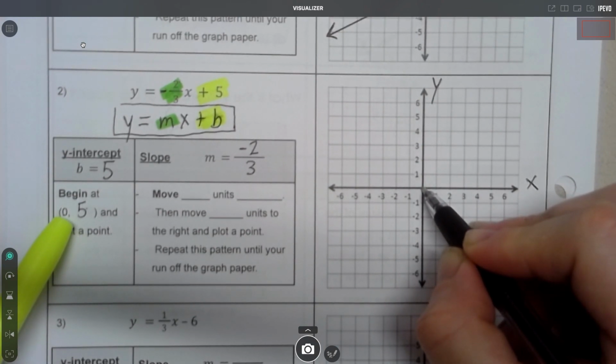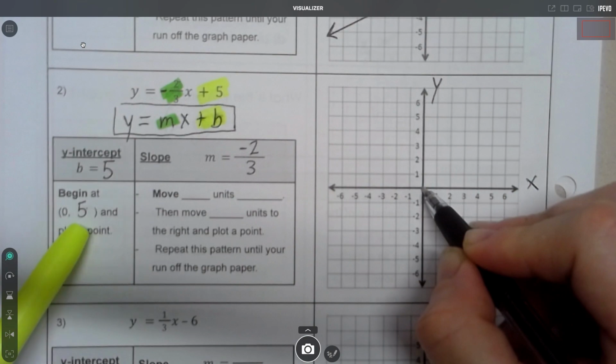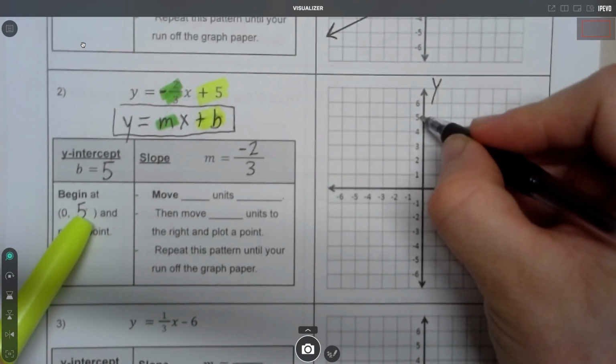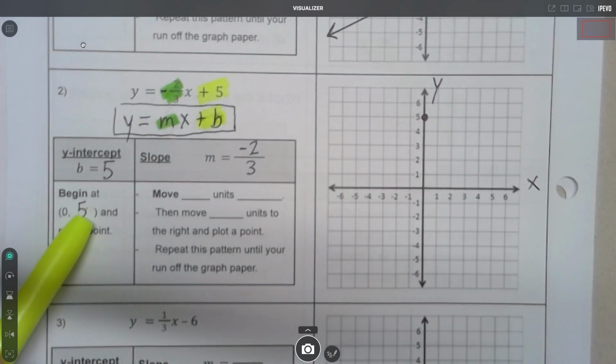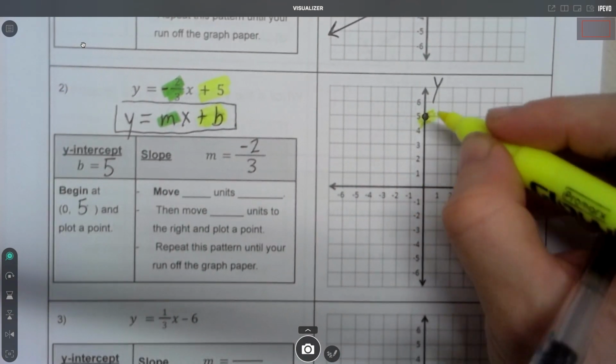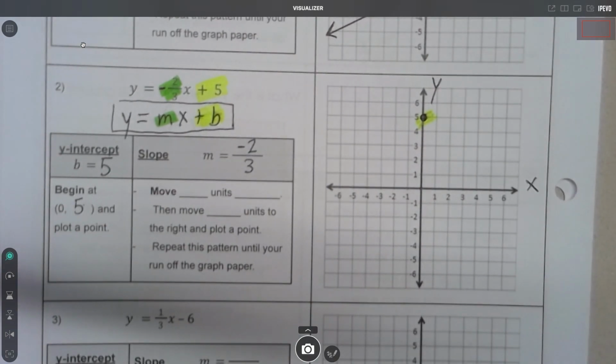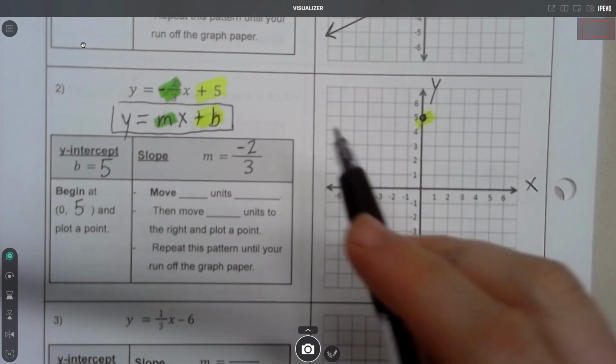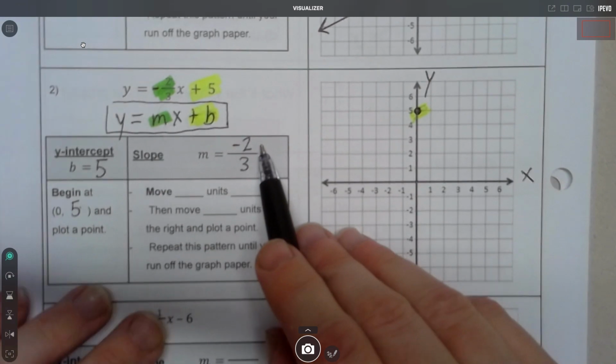The x coordinate is 0, so I'm not going to move left or right. I stay put. The y coordinate is 5, so we move up 5 spaces on the y axis. This is my y-intercept. This is where the graph of the line is going to start. Now I'm going to follow my instructions.